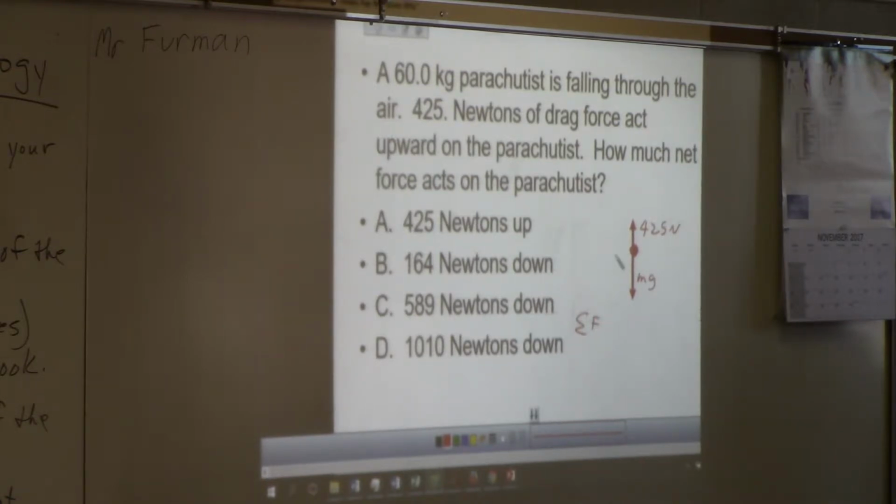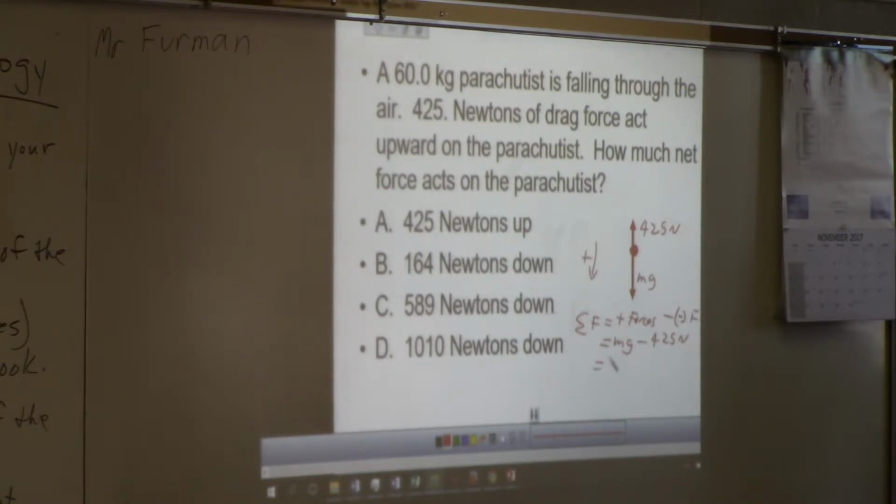Whenever I draw a free body diagram, I like to identify what I consider the positive direction. And if this parachutist is traveling down, I'm going to say down is positive. So when I sum my forces, the sum of the forces is the positive forces minus the negative forces. The force in the positive direction is going to be mg, and I subtract the forces in the negative direction. And the force in the negative direction is my drag force, 425 newtons.